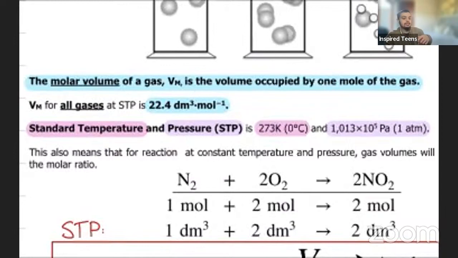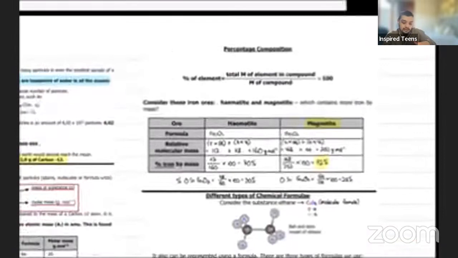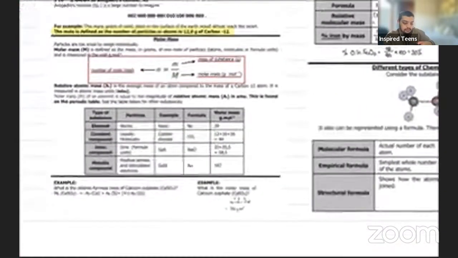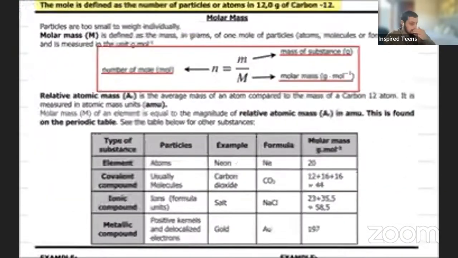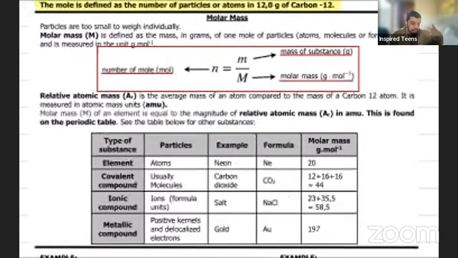Then we discussed, what did we discuss here? Percentage composition. Then we discussed molar mass. Remember, we said that molar mass is the amount in grams that 1 mole of something is, right? How much 1 mole weighs. How many grams is it? So that comes back to, again, being 1 mole, because a single individual particle is too small to measure how much it weighs or what its mass is.